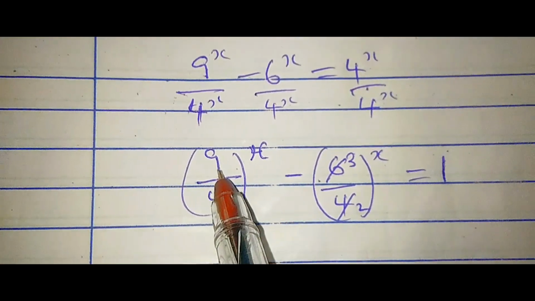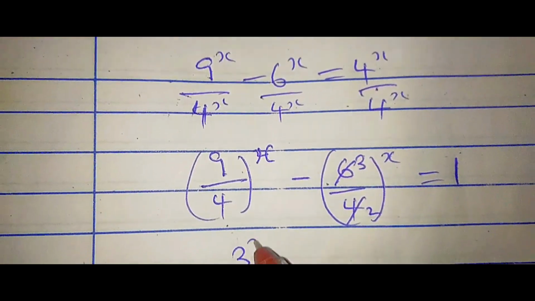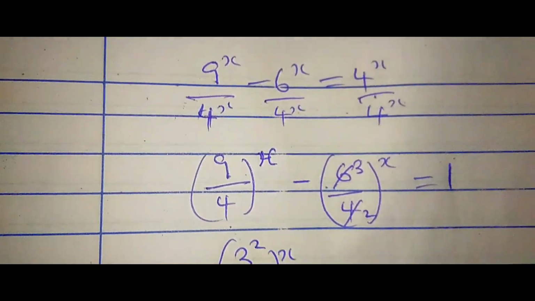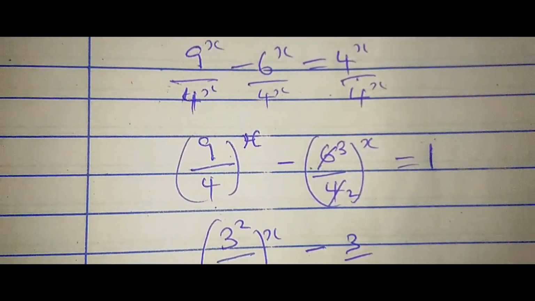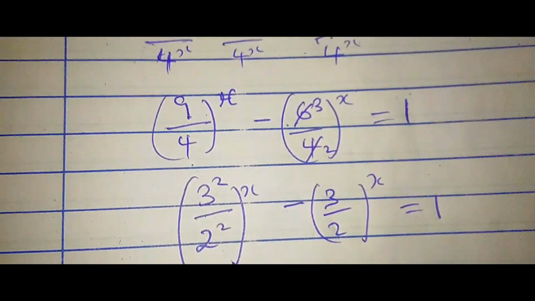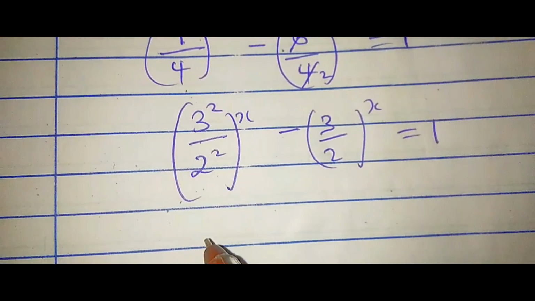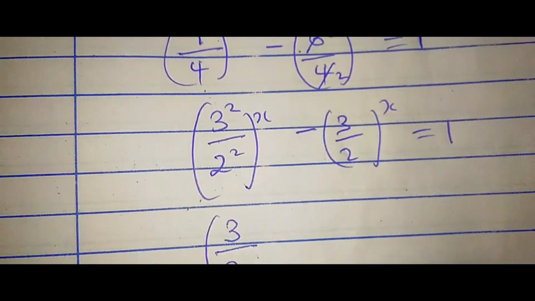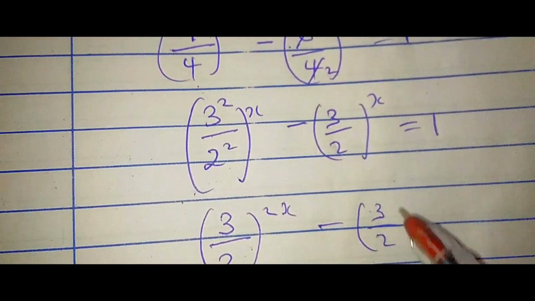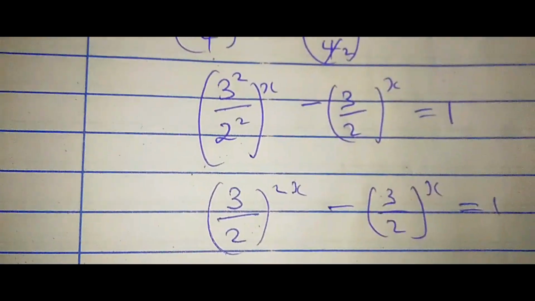Now 9 is a perfect square, 4 is a perfect square, so this is 3 raised to the power 2 over 2 raised to the power 2x minus 3 over 2 raised to the power x is equals to 1. So both of them have the same power, so we say that 3 over 2 raised to the power 2x minus 3 over 2 raised to the power x is equals to 1.